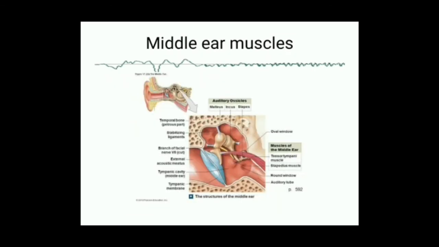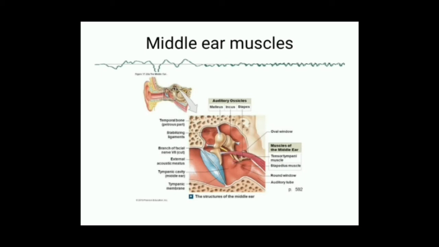The middle ear has two muscles. They are called the tensor tympani and the stapedius muscle. The tensor tympani muscle originates from the sides of the pharyngotympanic tube and it is inserted to the handle of the malleus.